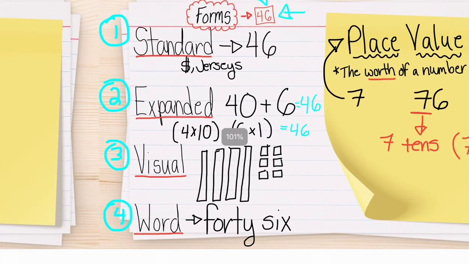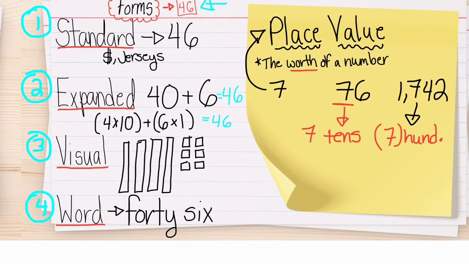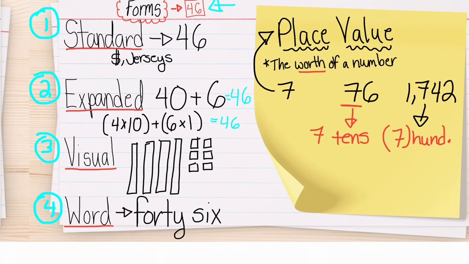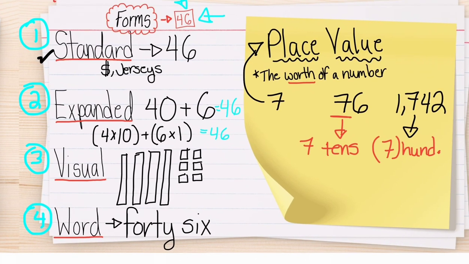Now obviously we used a pretty small number, so it's easier to work with, but as the numbers get bigger, like when you go up to the 10,000s and 100,000s and millions and billions, it's going to make your standard form get bigger, your expanded form get bigger, your visual form get way bigger, and your word form would get bigger also.